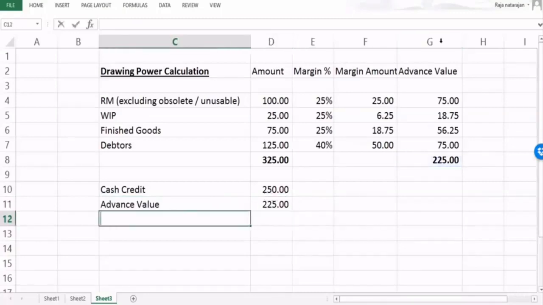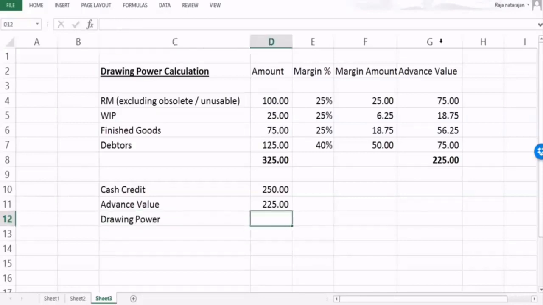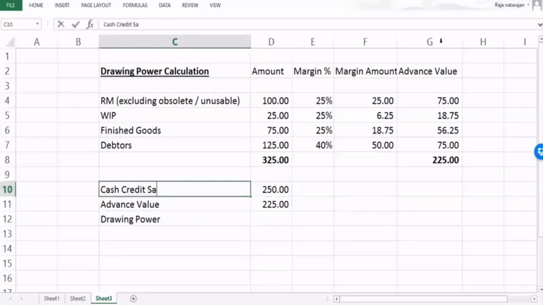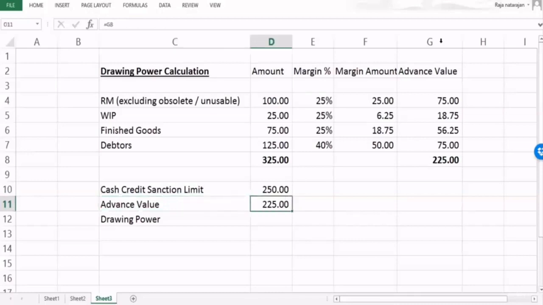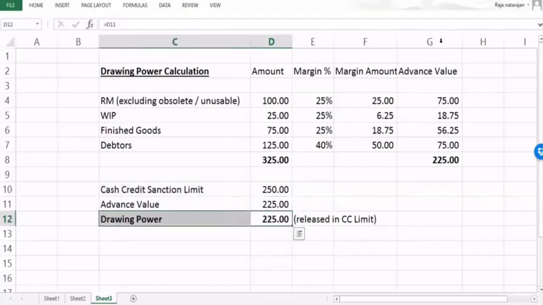So now comes the exact role of drawing power. Drawing power is going to be the lowest of the above two. So you have to compare the cash credit sanction limit with the advance value, whichever is lower. So you have to go by lowest, that is advance value, and this is going to be the drawing power. It means only this fund will be released in the CC limit even if you have the sanction limit as 250 million. So this is the very important role of drawing power.